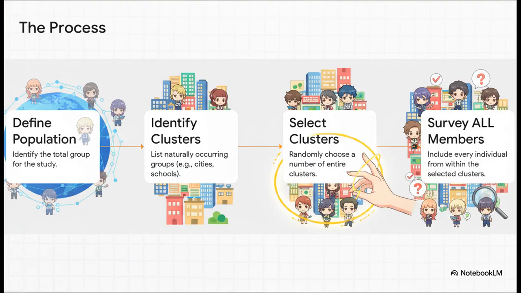The process is way different, too. You figure out your population and you list out your clusters, say all the city blocks in a town. But then you don't sample from all of them. No way. You just randomly pick a few entire city blocks. And then, this is the key, you have to interview every single person who lives on the blocks you picked.